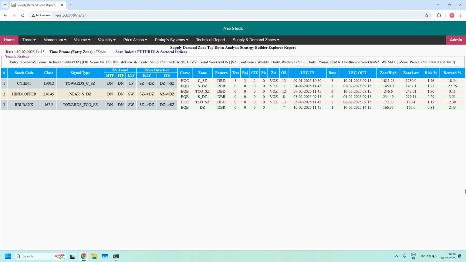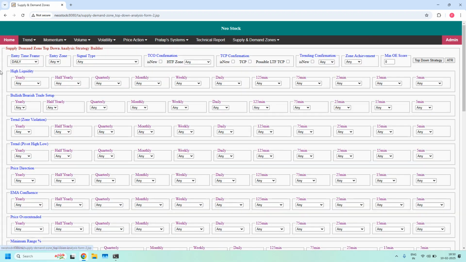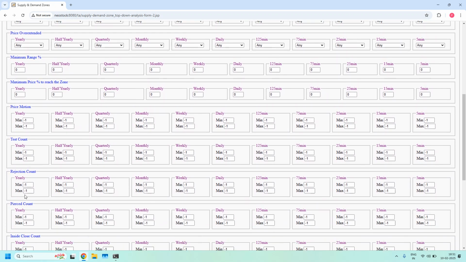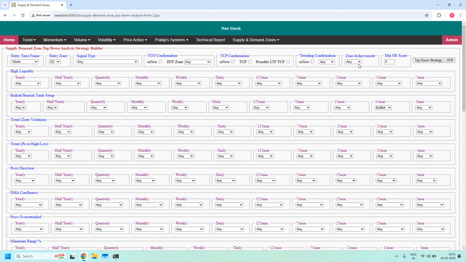daily income trade. First, daily income trade, bullish trade setup, entry time frame 15 minutes, entry zone, demand zone. In bullish or bearish trade setup at entry time frame 15 minutes, I am selecting bullish. We should set 3 filters on the 15 minutes demand zone. First filter is that the 15 minutes demand zone should not be pierced. So in the pierced count at 15 minutes time frame, I am setting minimum value 0, maximum value 0. That means the 15 minutes demand zone should not be pierced.